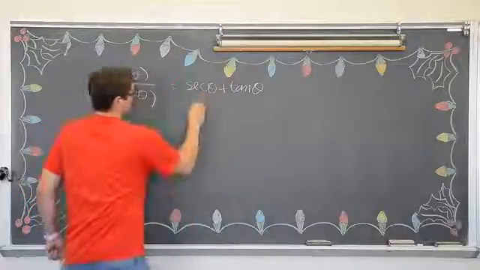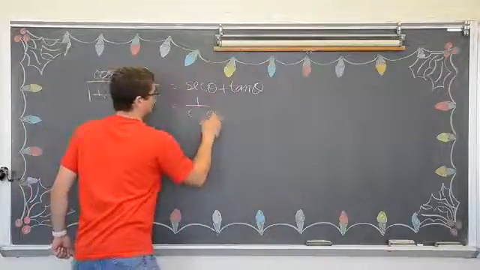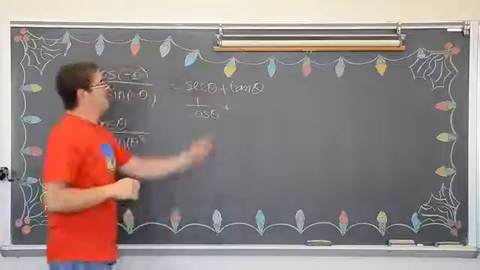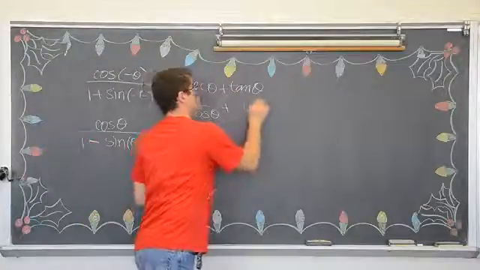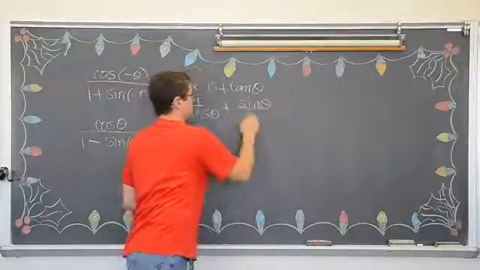Okay, so secant is 1 over cosine of theta. Oh, God, I just laughed at my own joke. That's terrible. What's worse is it wasn't even really a joke.